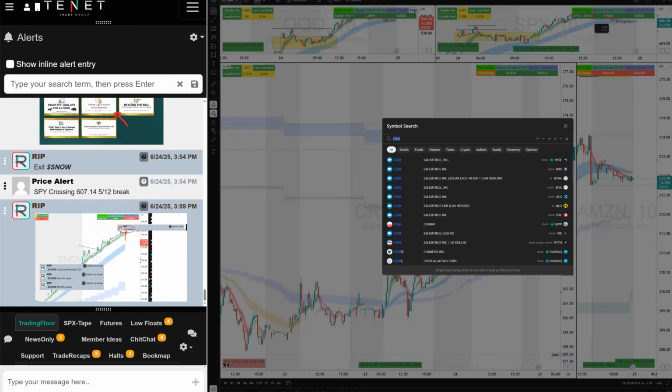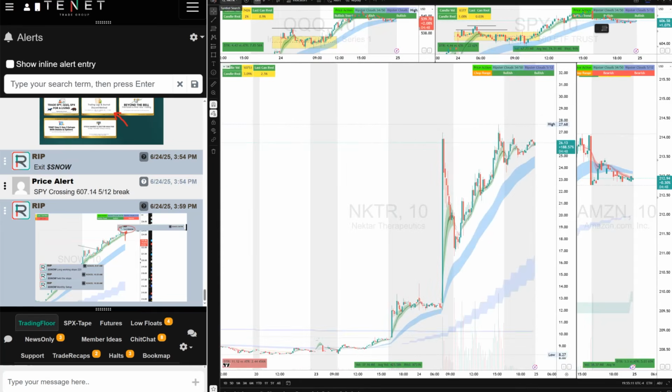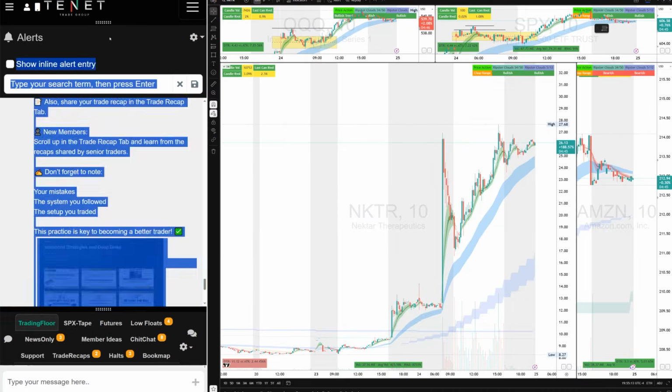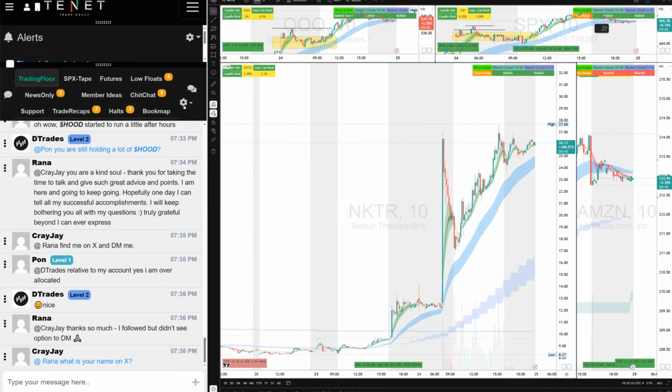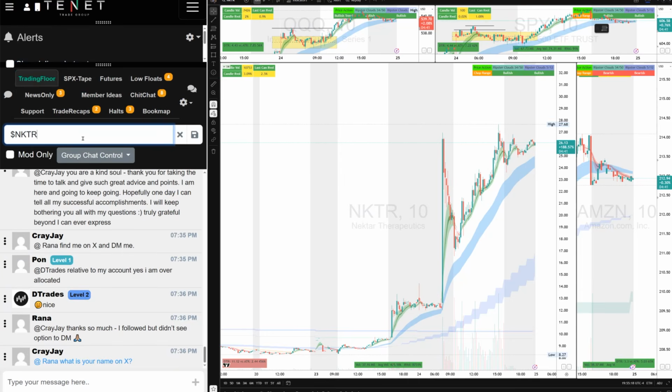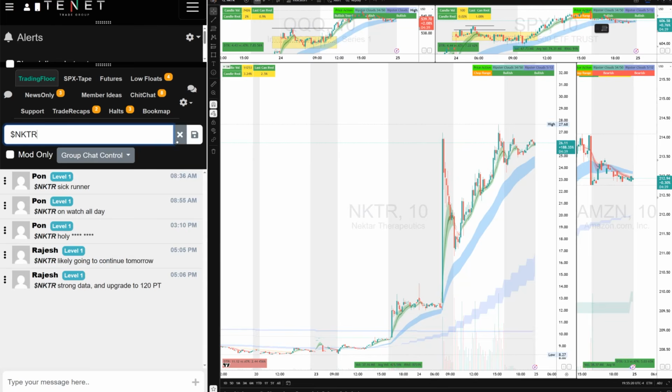All right, so next one we're going to look at is Nectar. Nectar was our low float setup. I didn't really focus on it in the open, but it was our low float setup.